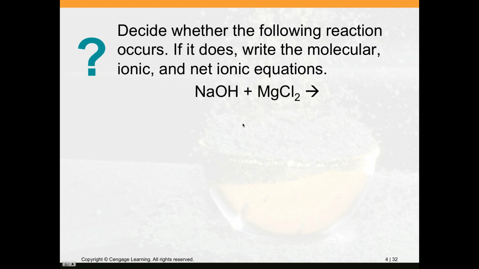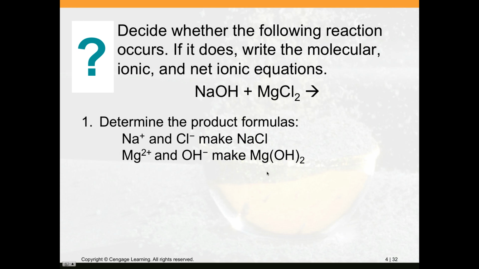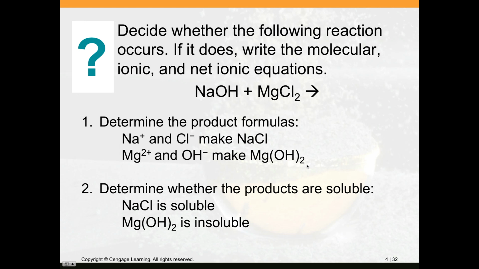The next example is an aqueous solution of sodium hydroxide and magnesium chloride. So the first step is to predict the products by the exchange of ions. So we're going to have sodium with chloride and magnesium with hydroxide. So we exchange the ions. These are our 2 products. Remember to write the correct formulas using charges. And then determine if one of them is a precipitate. In this case, the magnesium hydroxide is insoluble, and you figure that out by looking back at the solubility rules.